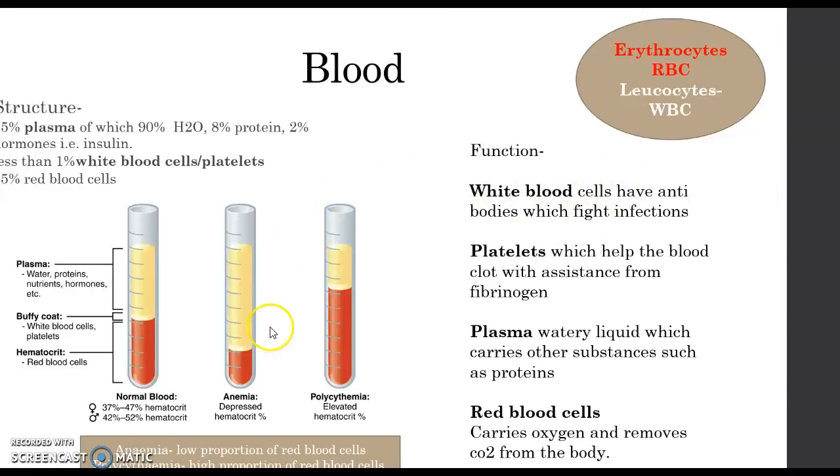So here you've got the function of each of them. So as we said, white blood cells have antibodies which help fight infections. So someone here may struggle more to fight infections than someone with anemia, but better still, normal blood, which is equal.